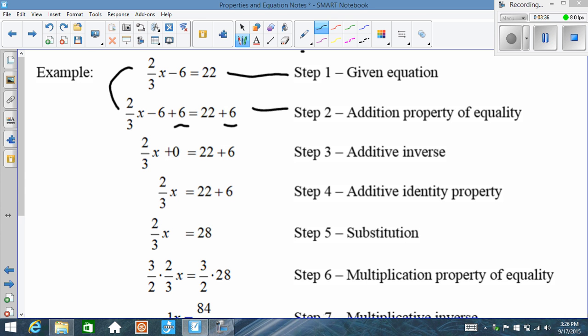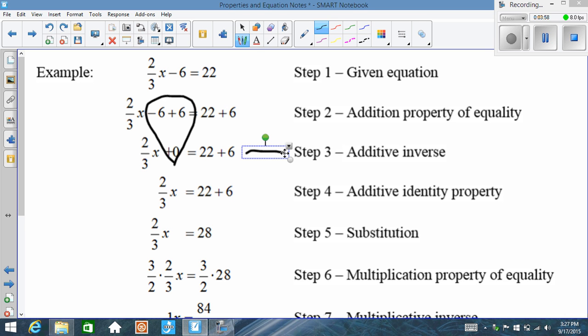Again, what is the change from 2 to 3? We see that they did this part right here. The negative 6 plus 6 is a 0. So this right here was our inverse property. Okay? So again, this right here is where we focus in. That's the only thing that's different. So that is the additive inverse.